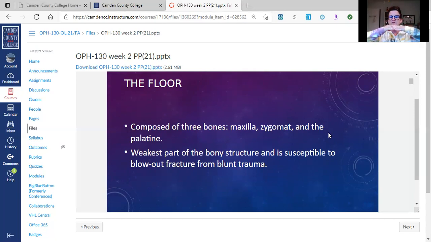So if my fingers are the floor of the orbit or the maxilla bone, a blowout fracture is when that force breaks this bone, okay? That's a blowout fracture. And you'll most commonly see that on the floor of the orbit. Again, the maxillary bone, blowout fracture, right? So that bone just breaks right there.